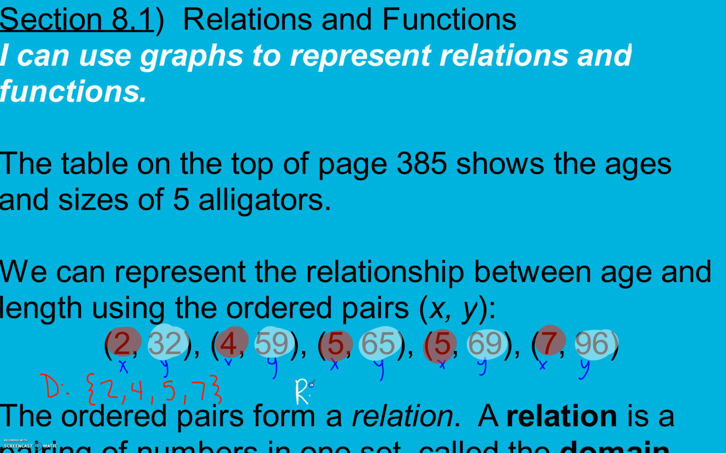And my range, again, inside curly brackets, I think they're called braces, to show that it's a set of numbers. 32, 59, 65, 69, and 96. And again, I list each of those numbers individually unless they double up like the 5s here. Then I only listed it once.